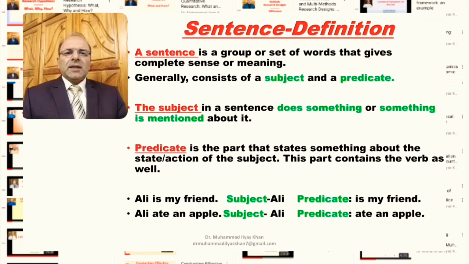Similarly, Ali ate an apple. This is a sentence where Ali is the subject and the part ate an apple is the predicate. Here we can see that Ali, the subject of the sentence, does something. And what is it that Ali is doing? Eating an apple. So ate an apple is the predicate, and it describes the action that Ali has done.